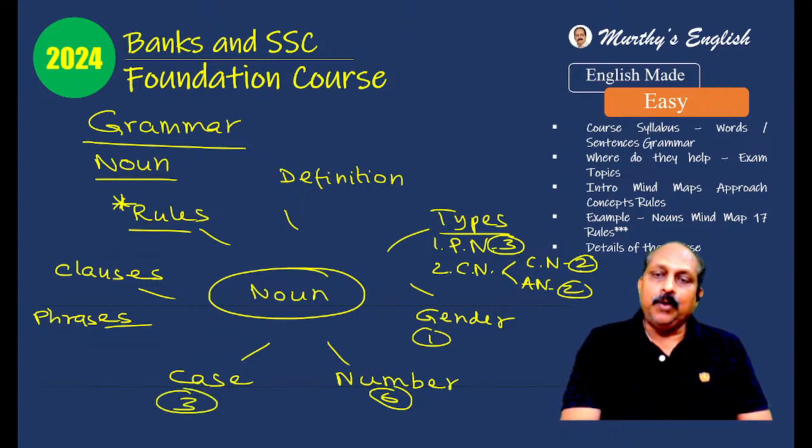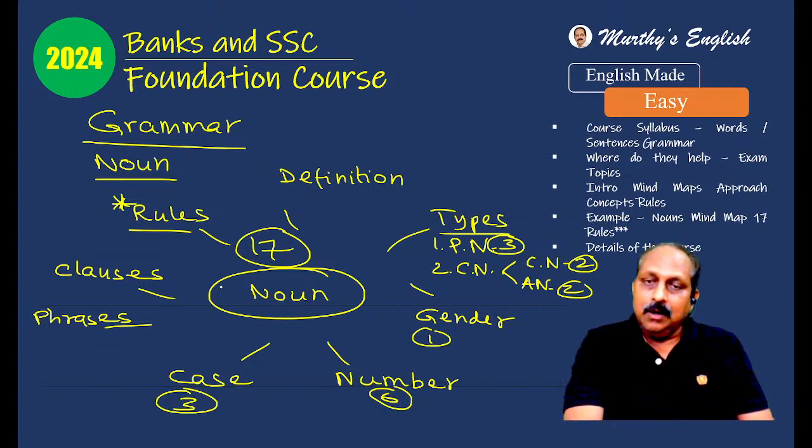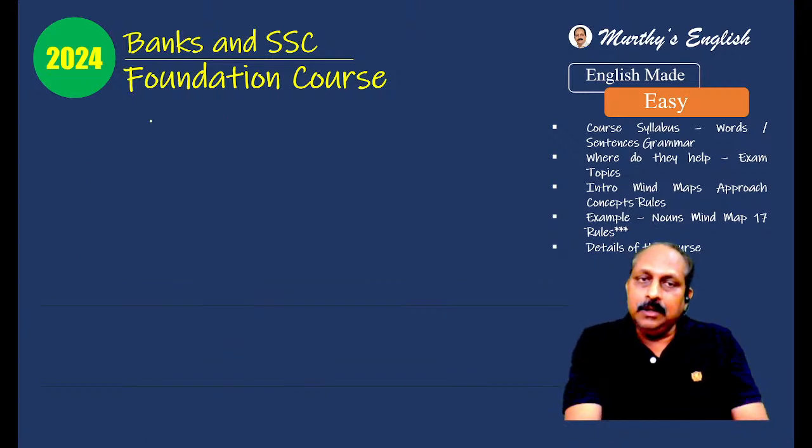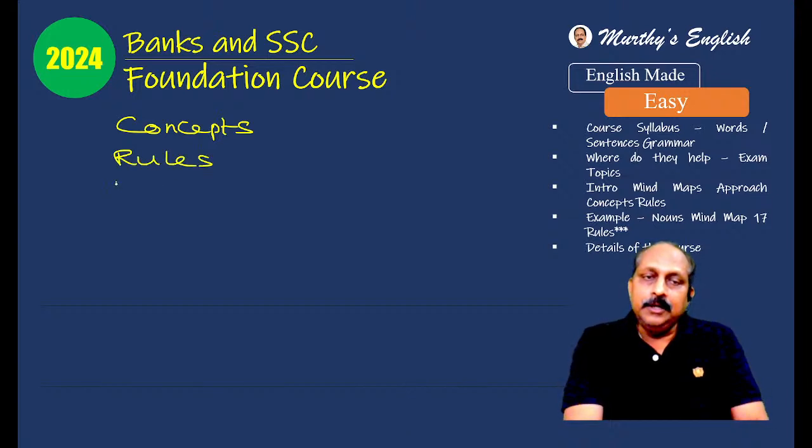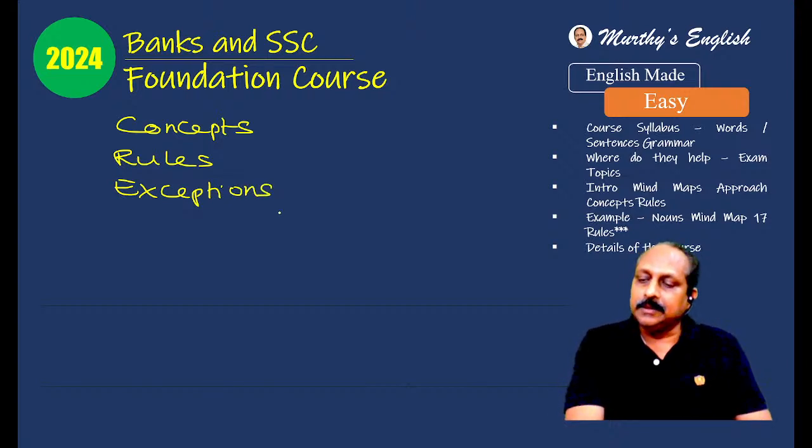3 plus 2, 5. 5 plus 2, 7. 7 plus 1, 8. 8 plus 6, 14. 14 plus 3, 17. Once you learn with the help of a mind map, you know what you have to learn, how many rules you have to learn. And when you learn grammar, first you have to learn the concepts, then you have to learn the rules. In English, we have rules, we have exceptions. Then you have to focus on exceptions.